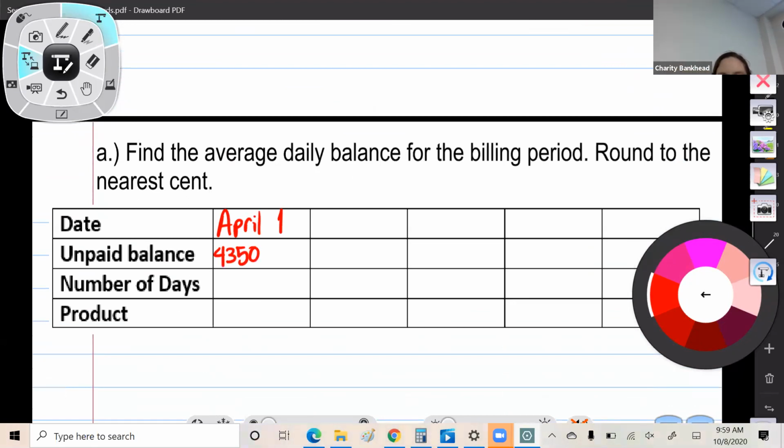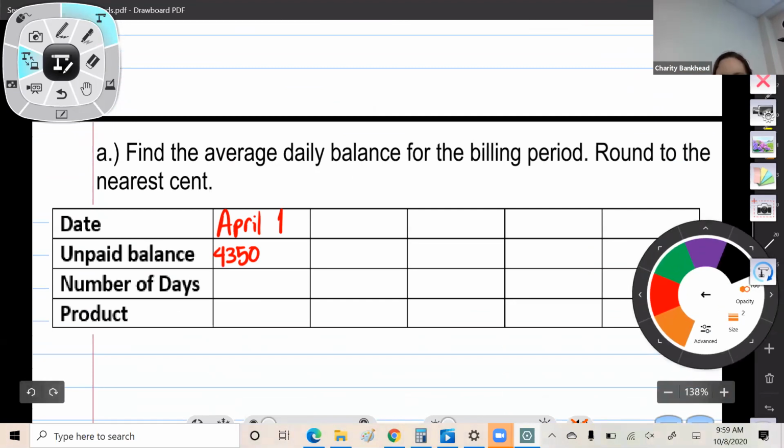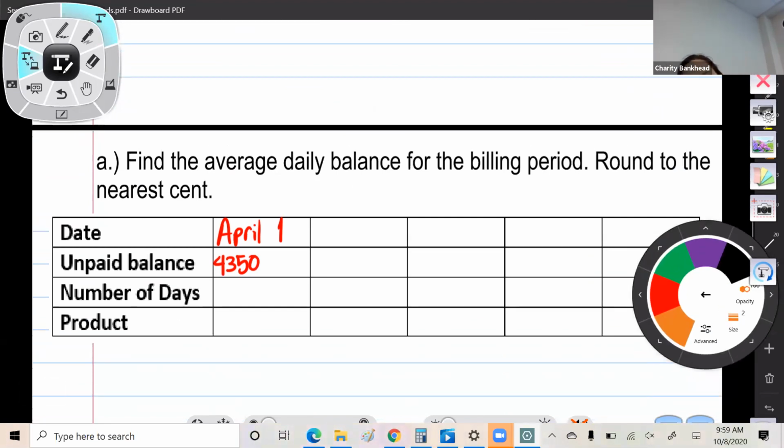Okay. And then the next thing that happens was on April 3rd. There was a payment of $400 on April 3rd. So I'm just going to take $43.50 minus $4.00 equals $39.50.